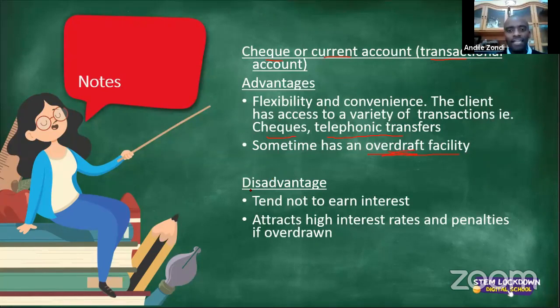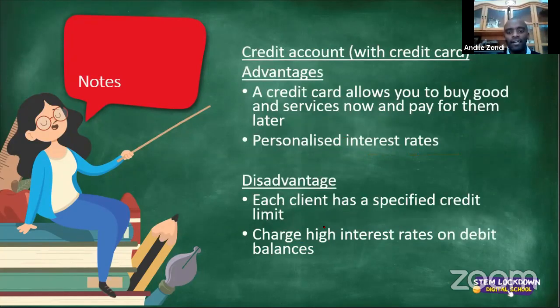Now, a disadvantage of a check account is that it tends not to earn interest. So you won't get much interest. And it attracts high interest rates and penalties if you're overdrawn. That means if you have a negative balance, you'll actually pay high interest rates if you have a check account. Next one is a credit account, obviously with a credit card.